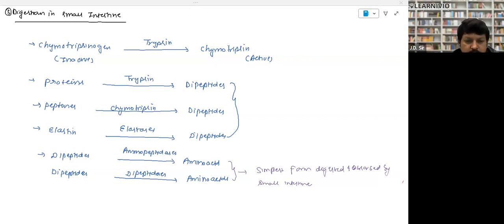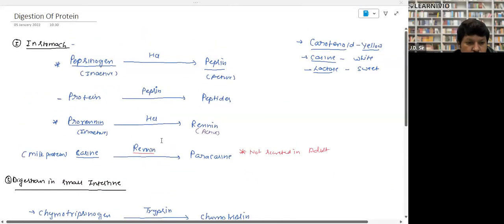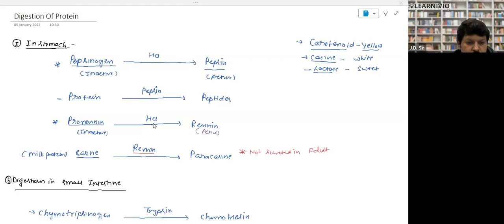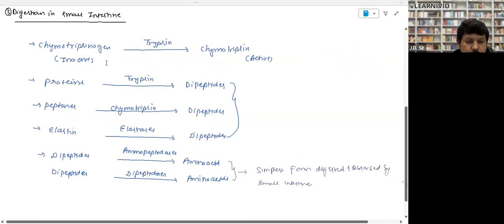Siddhika, did you note it down? This one, digestion in small intestine? Okay, okay. Please note down this one. I think you have noted down this one already. Yeah, sure. Take your time. Note down this one: digestion of protein in small intestine.